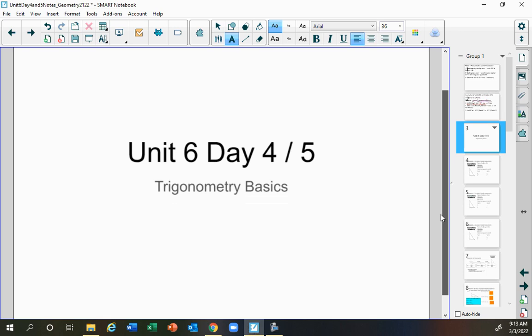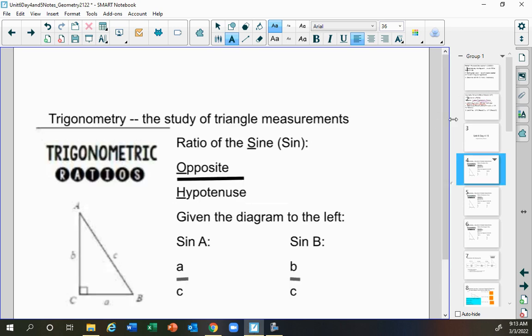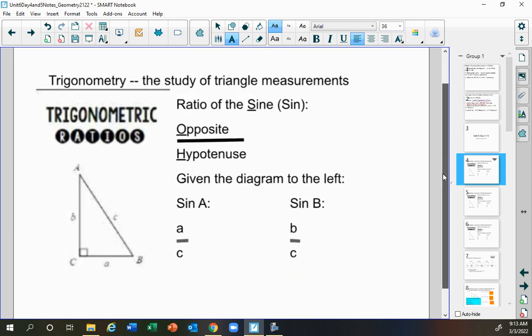So our trigonometry basics. We got three types. So here we go. The first one is the sine, or sin. Basically, it is opposite over hypotenuse. So what you need to do, look at where your angle is located.